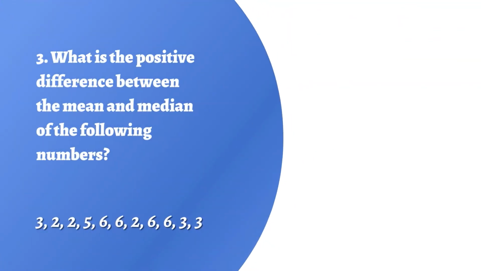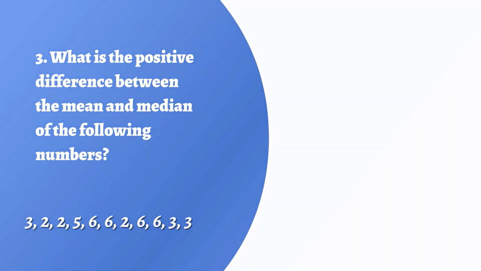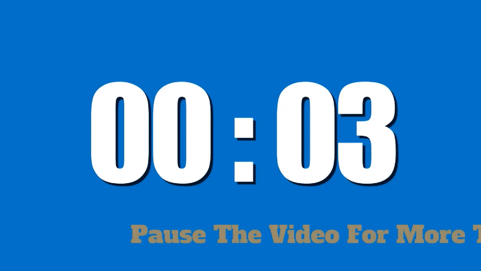Number 3. What is the positive difference between the mean and median of the following numbers? 3, 2, 2, 5, 6, 6, 2, 6, 6, 3, and 3. Pause the video for more time.